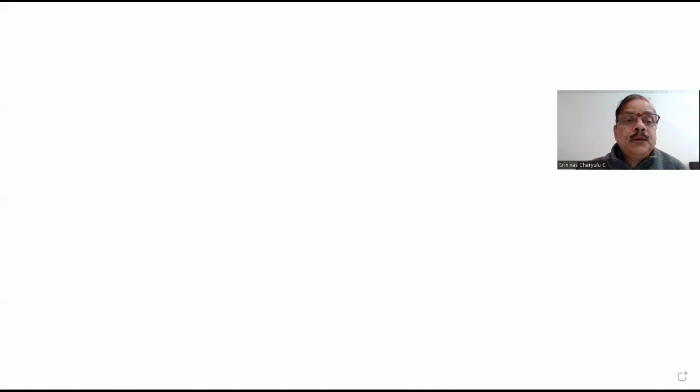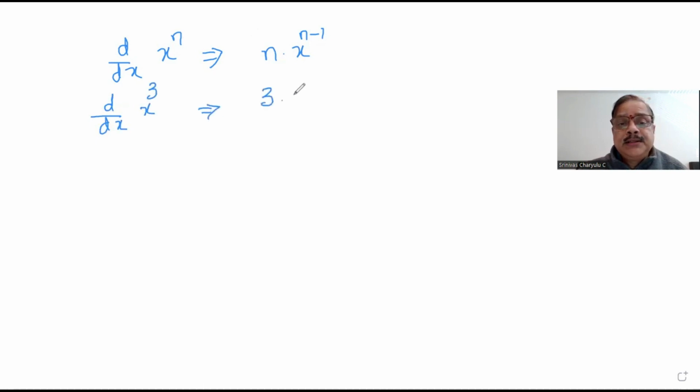So far, we learned that differentiation of x to the power of n is given as n into x to the power of n minus 1. So we have to only check here for x what power is there and use this rule. You will get the answer. Let us say I'm having an example, x cube. So you can write this as 3 into x to the power of 3 minus 1. That means 3x square.